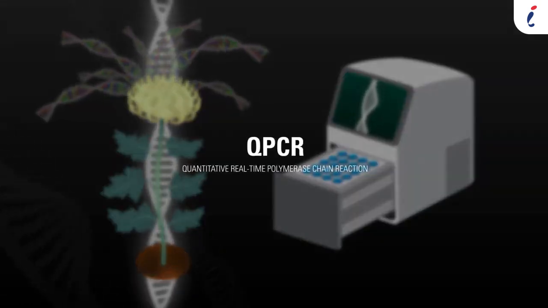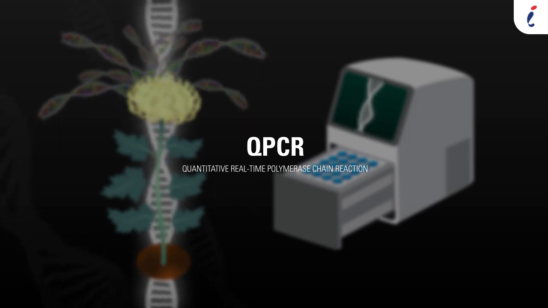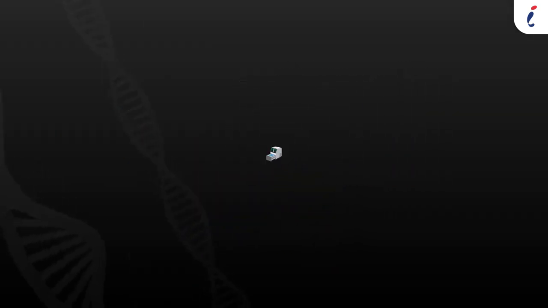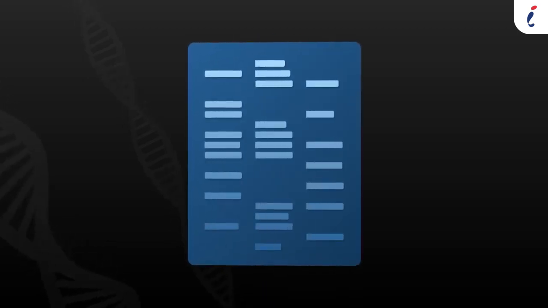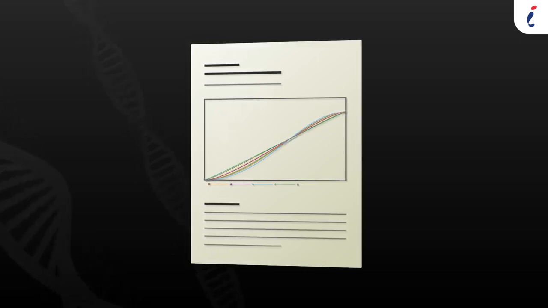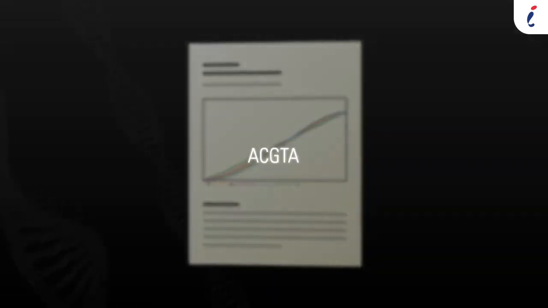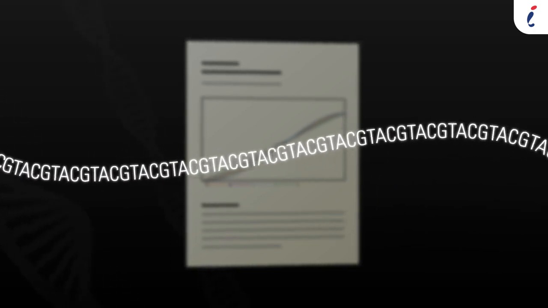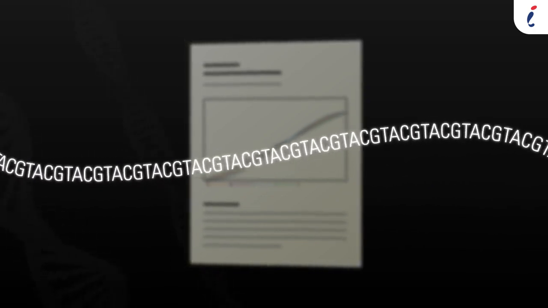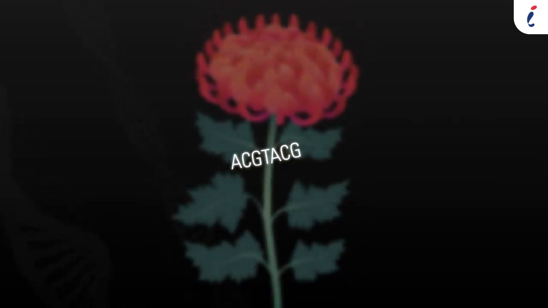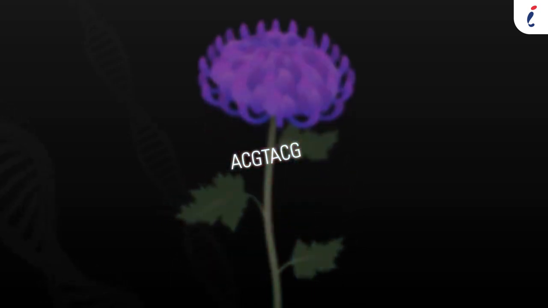qPCR, or quantitative real-time polymerase chain reaction, is highly accurate. It shows in real time the amplification of a certain piece of DNA. In this sequence, the nucleic bases that make up the DNA are visualized as letters. Our goal is to search for a very specific series of nitrogenous bases within this vast sequence. The presence of this sequence allows us to identify the genetic characteristics of a variety.